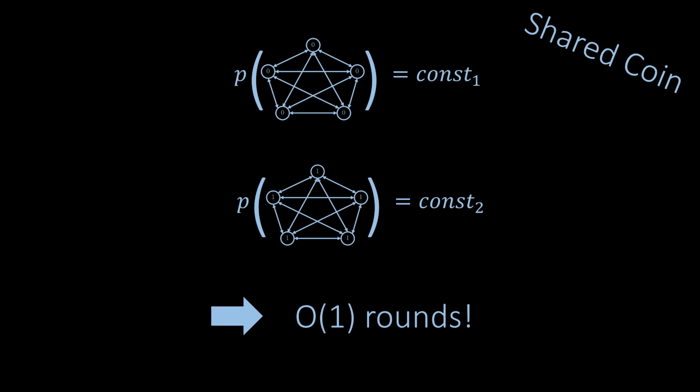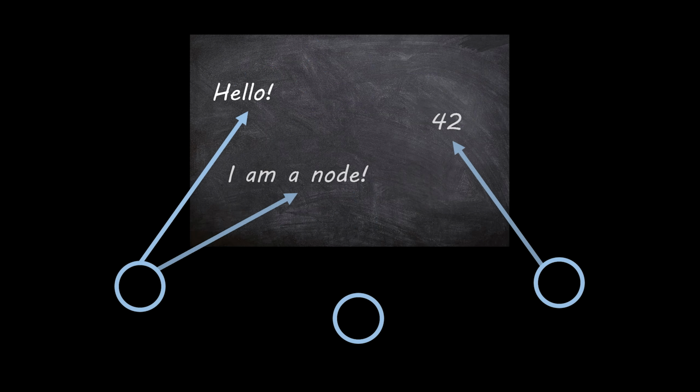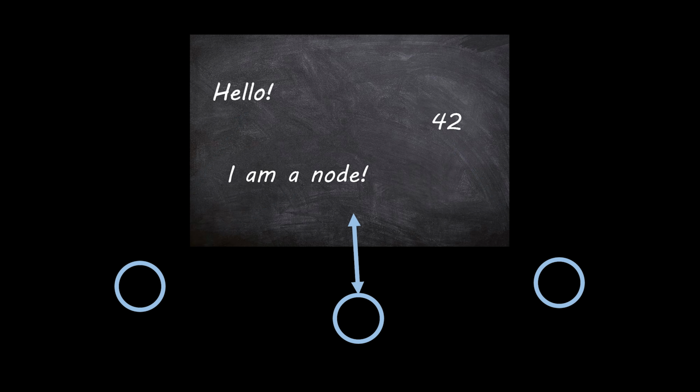Since it is not so easy to implement a shared coin, we start with a simple model where the nodes have access to a global blackboard. The nodes can write arbitrary things to the blackboard at any time. Anything written to the blackboard stays there. At any point in time, the nodes can also read the entire blackboard and get a snapshot of the current content on the blackboard. We are now going to build a shared coin using the blackboard.